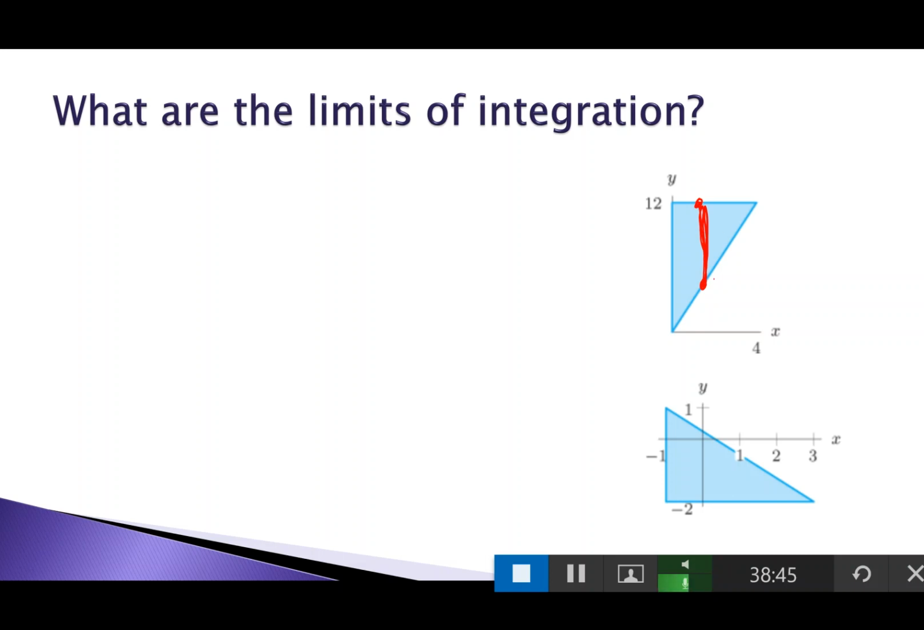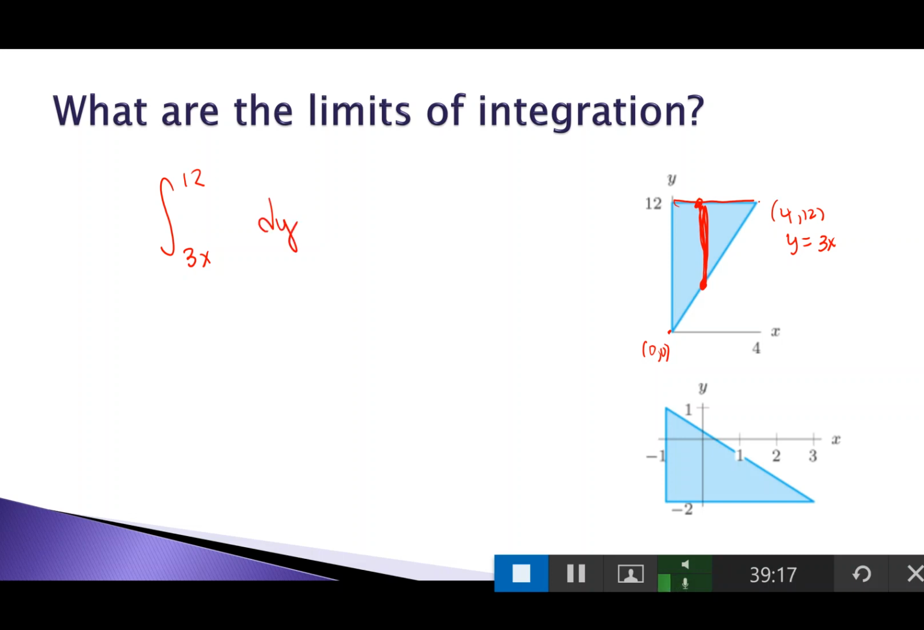So I get equations for both of these. Let's see, this starts at the origin. This slanted line looks like it goes up to the point 4, 12, so that's the function y equals 3x. So my region starts at 3x, and it ends at y equals 12, dy.